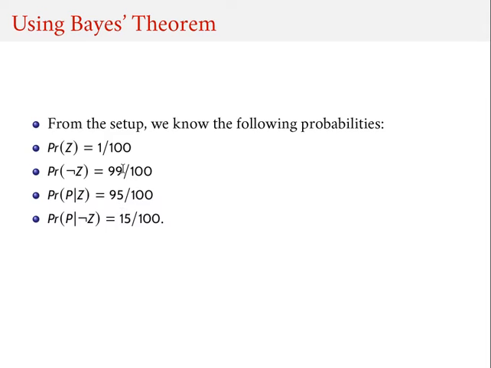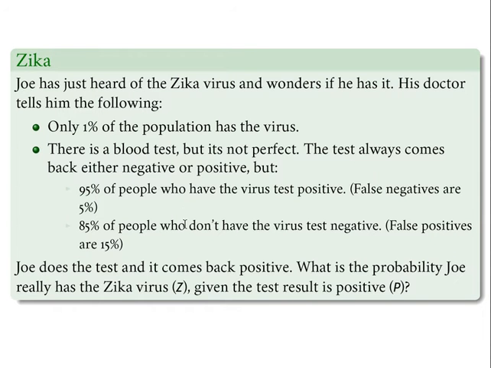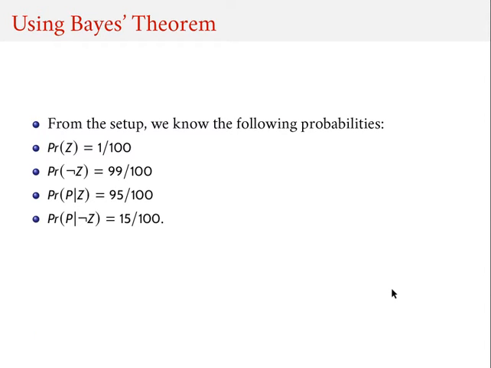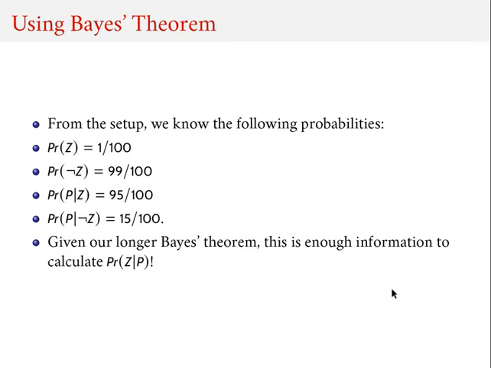So from the setup, we're given all of these numbers. And if you recall from the discussion of Bayes' theorem in the previous video, all of these numbers are enough to calculate the conditional probability in question, which is the probability of Z given P. So let's do that. We use our longer Bayes' theorem, which unpacks the denominator using the law of total probability, with all this information to calculate the conditional probability of Z given P.